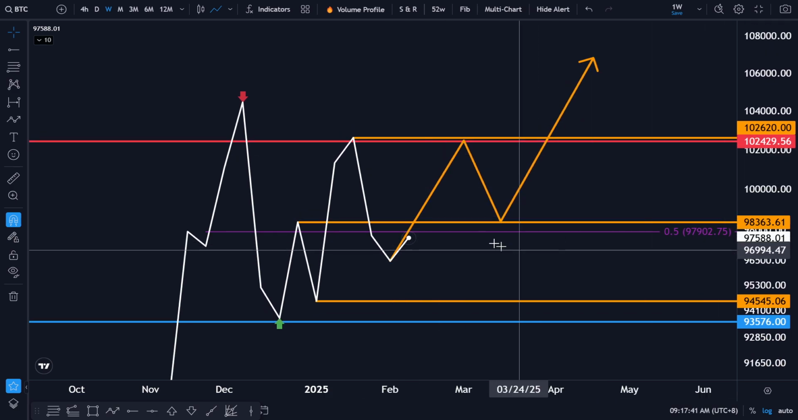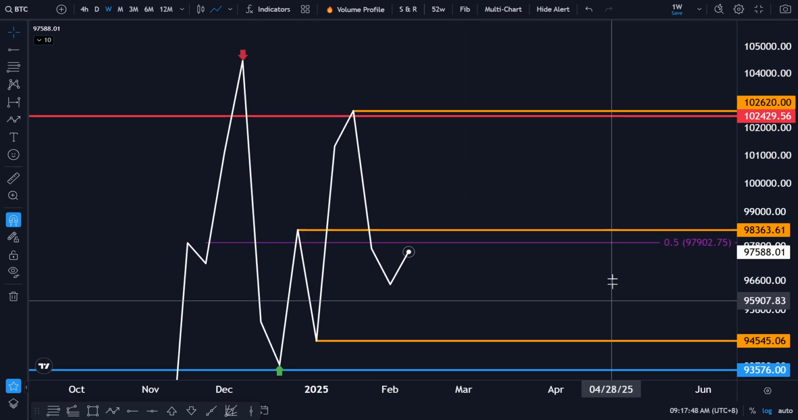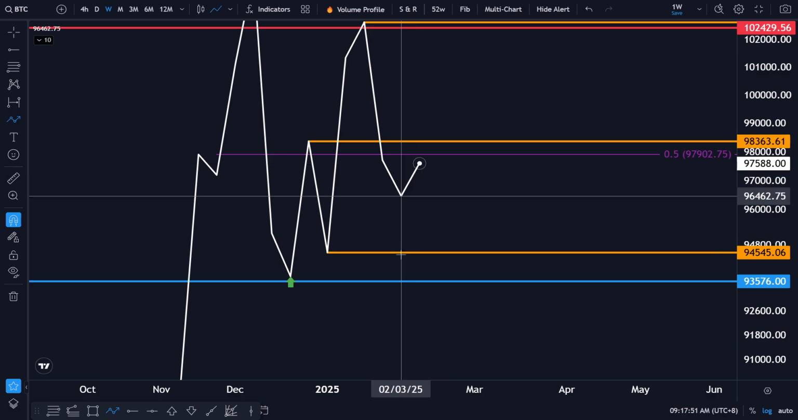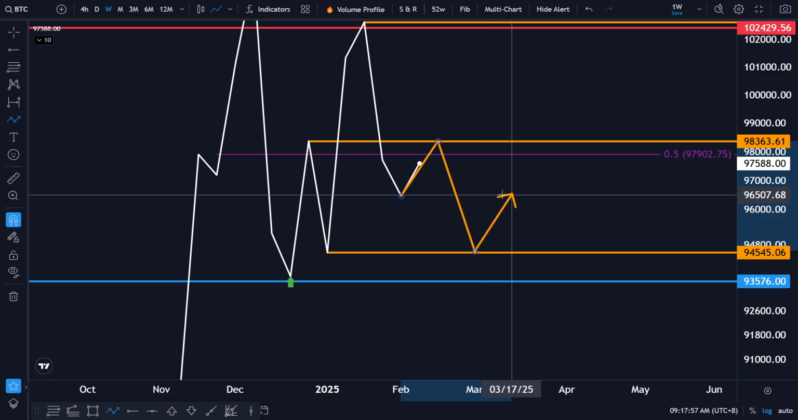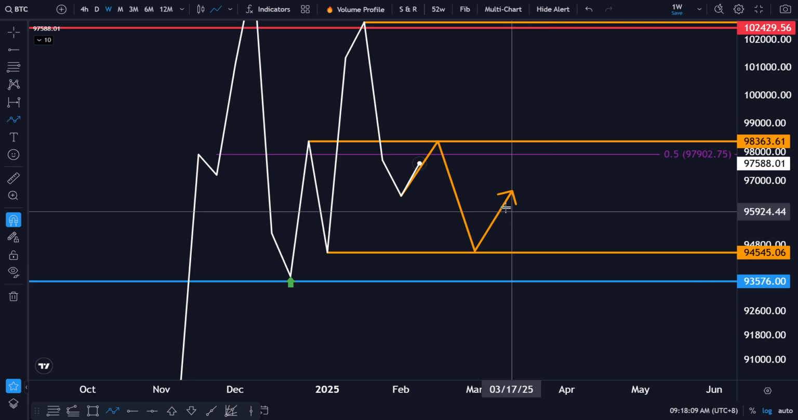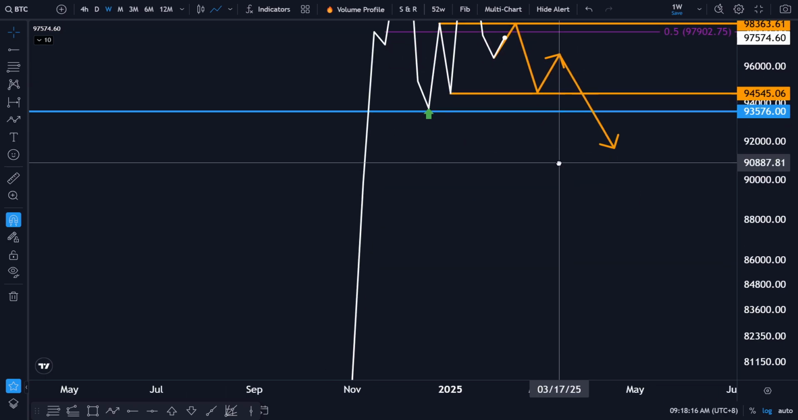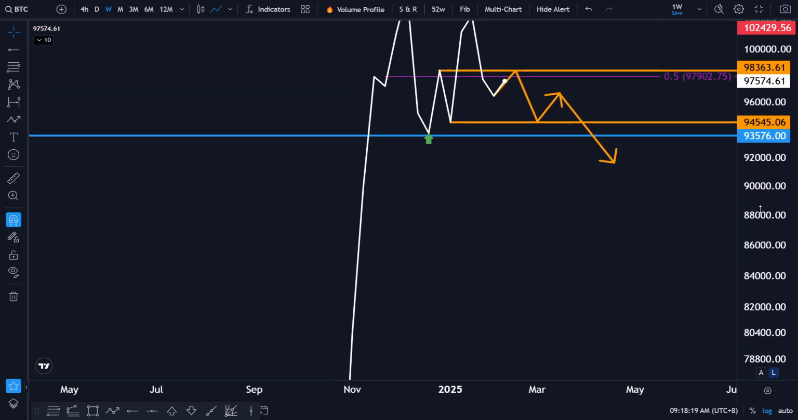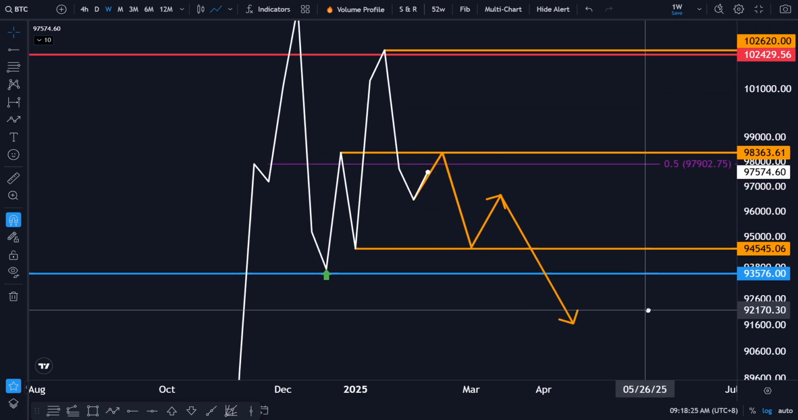bullish. If we will not, if we won't be able to break this 98,000 level, let's say we do this and go down here and make a lower low and another one here and break this. Now that's a bad price action for Bitcoin.